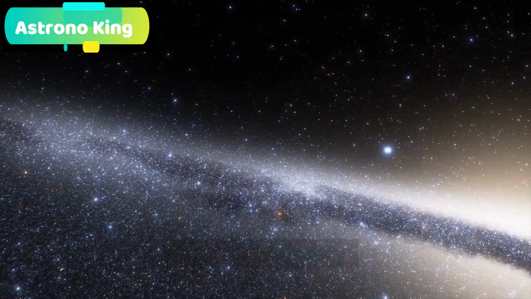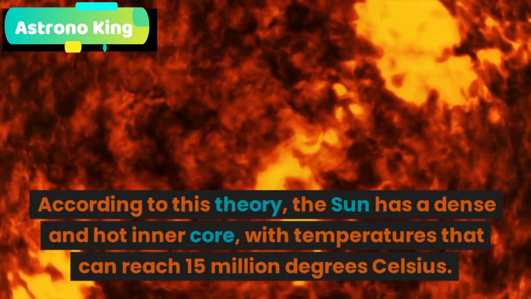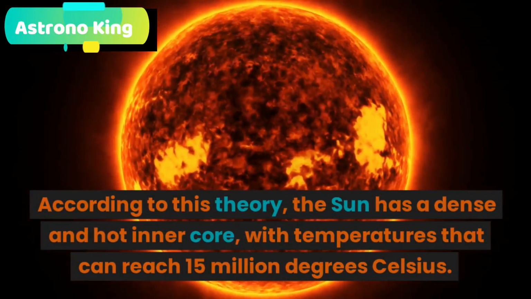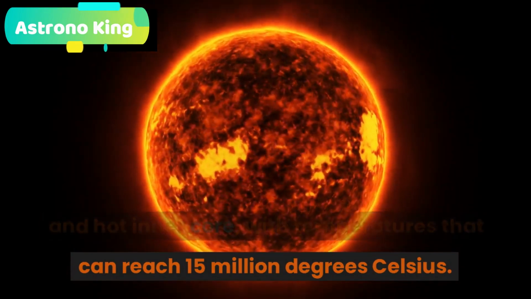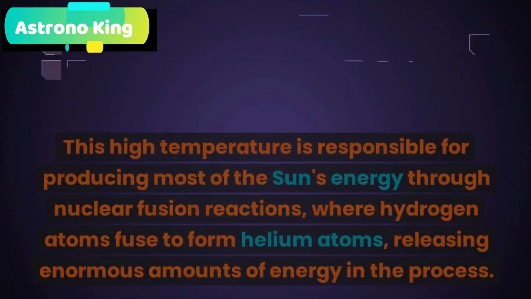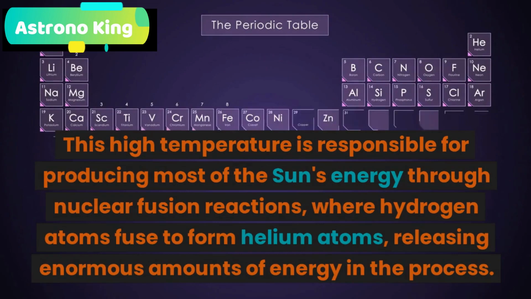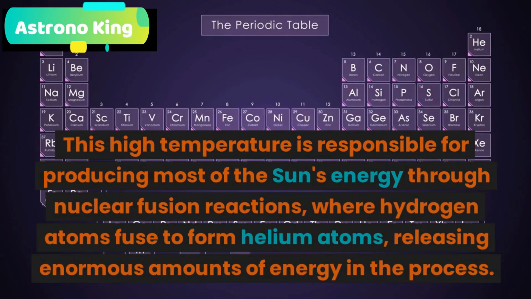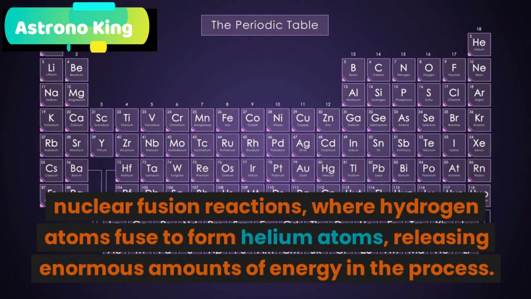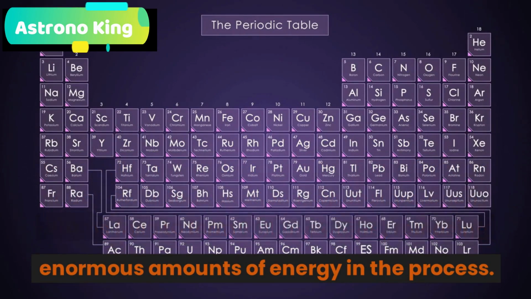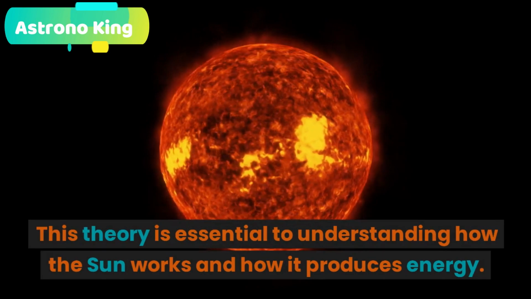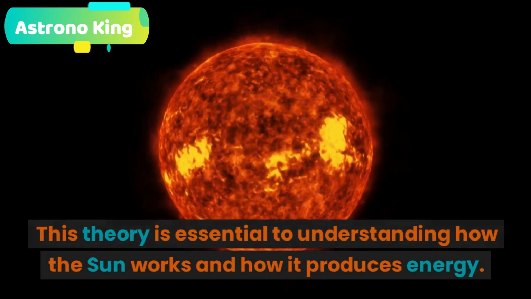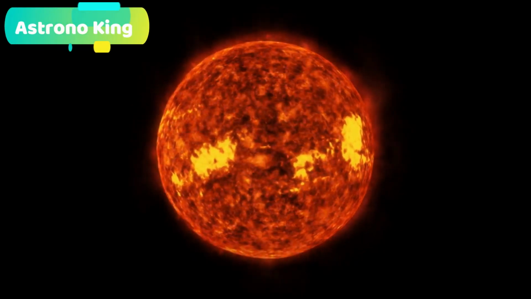Inner core theory. According to this theory, the Sun has a dense and hot inner core, with temperatures that can reach 15 million degrees Celsius. This high temperature is responsible for producing most of the Sun's energy through nuclear fusion reactions, where hydrogen atoms fuse to form helium atoms, releasing enormous amounts of energy in the process. This theory is essential to understanding how the Sun works and how it produces energy.